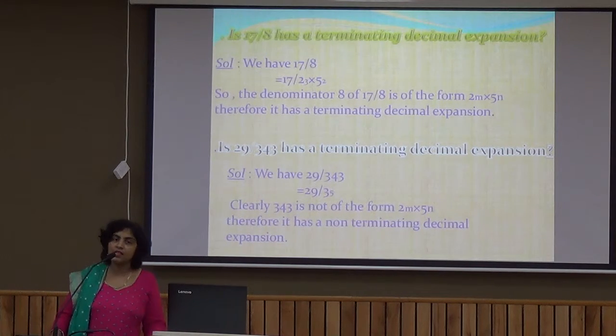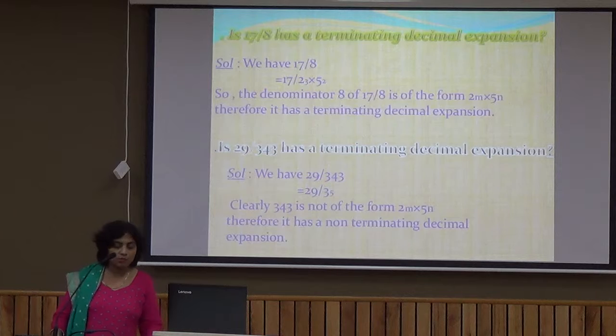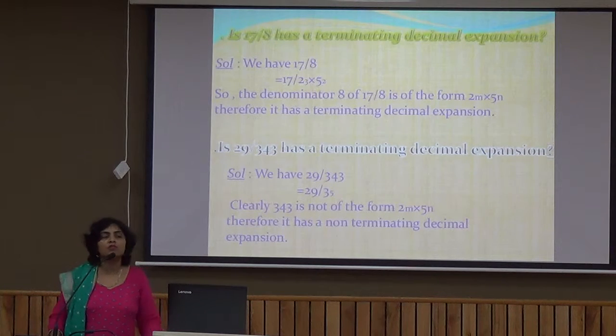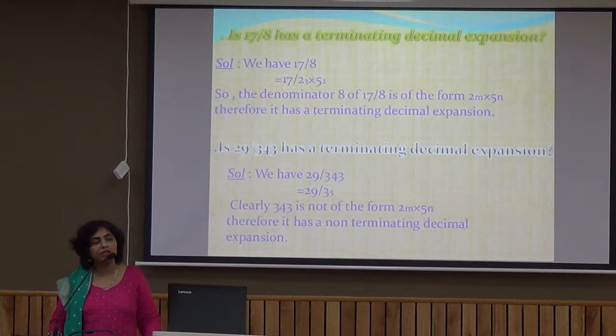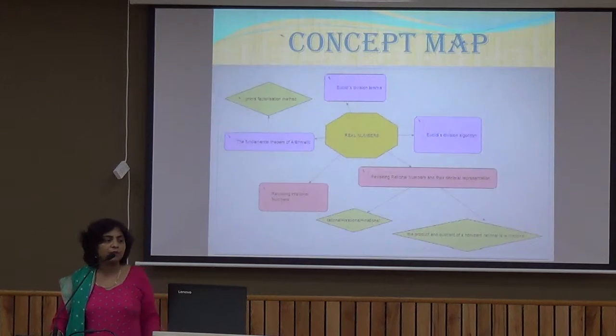Let's see another example, 29 upon 343. Now 343 is 7 raised to power 3. So there is no factor like 2 and 5, but another factor. So its decimal expansion would be non-terminating, repeating. That's all for the chapter.